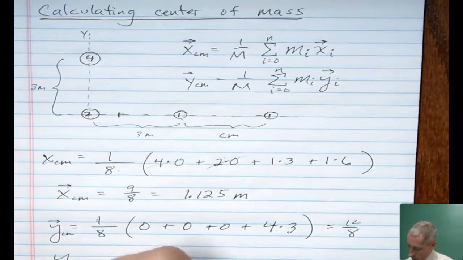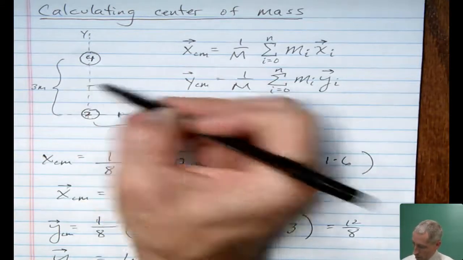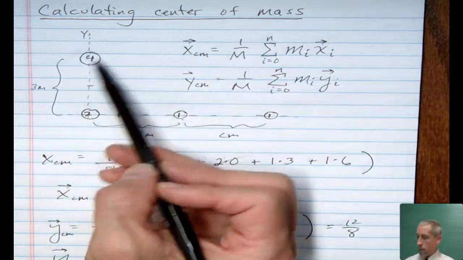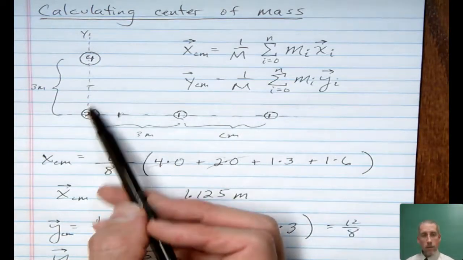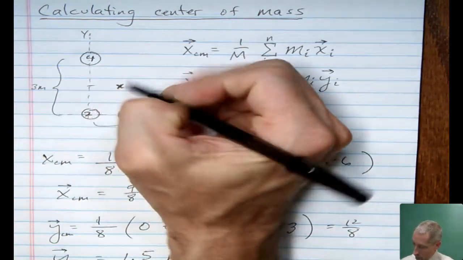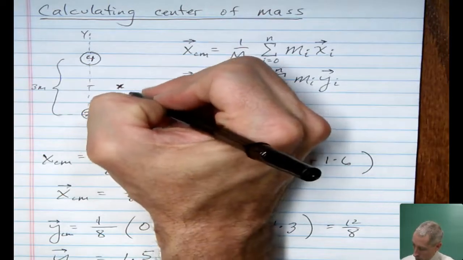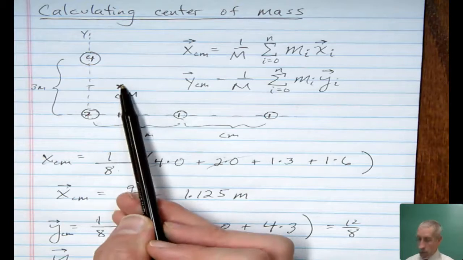Or, putting it in a form that I prefer, decimal form, that is 1.5 meters. So where would that be? That's halfway up here. Does that make sense? Notice we have 4 here, and we have a total of 4 down here. So the center of mass is exactly halfway in between them. So here is that special point we call the center of mass at this coordinate of 1.125 over and 1.5 up.